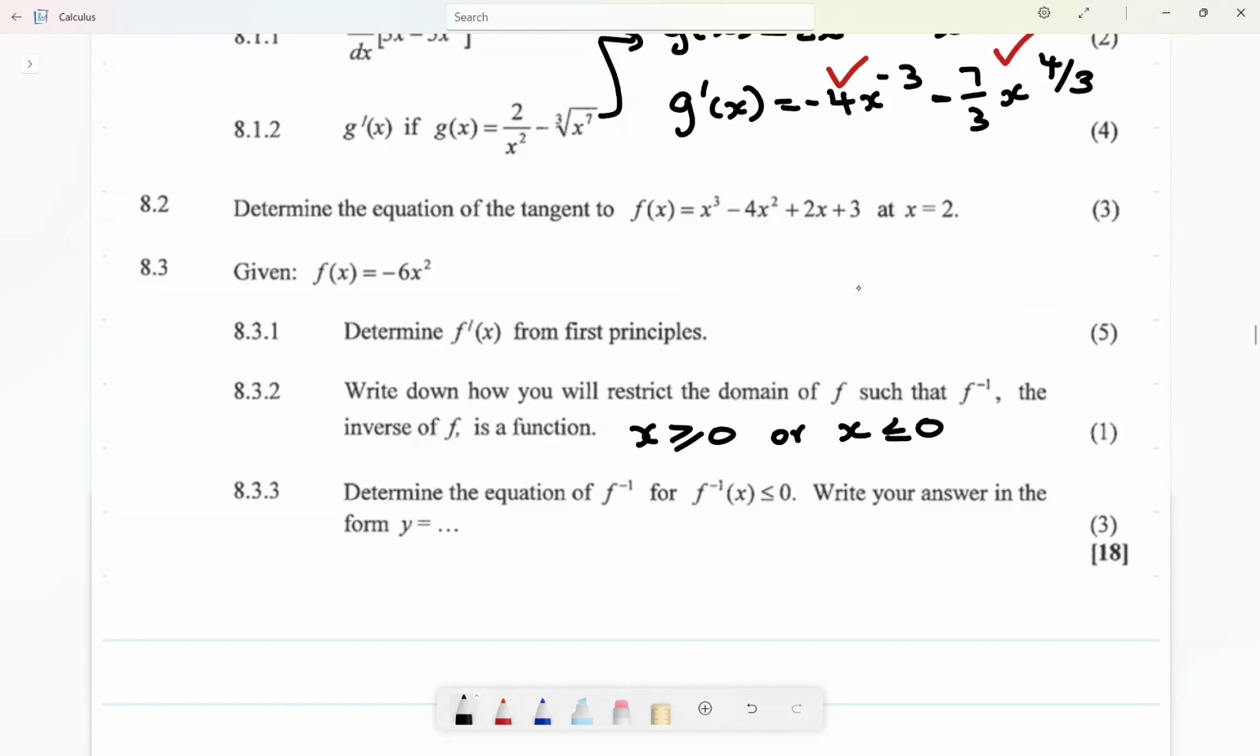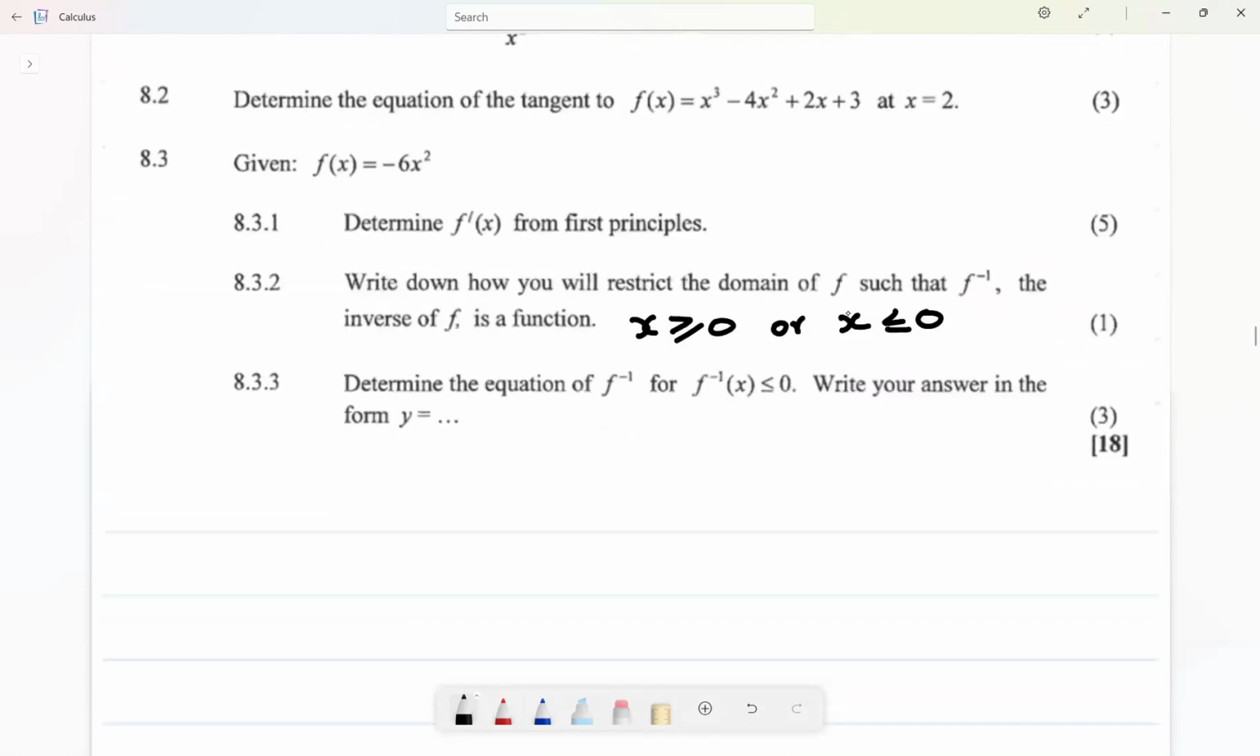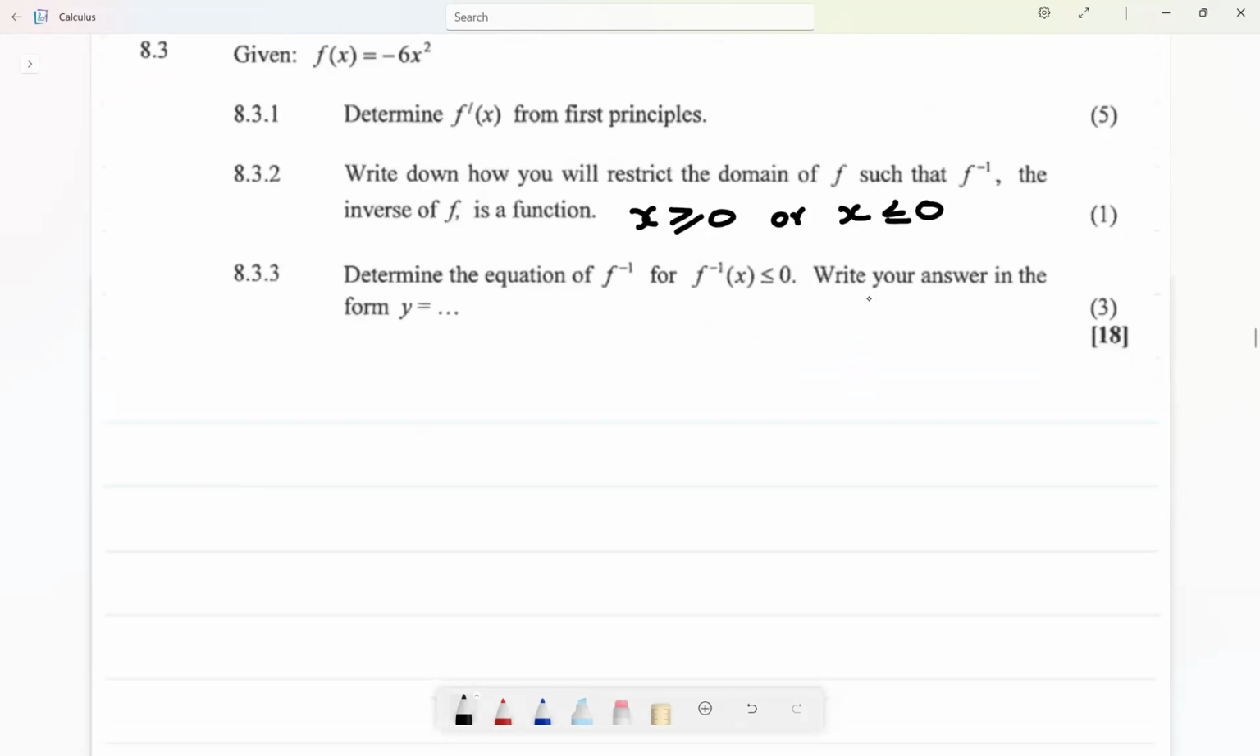And then they say determine the equation of the inverse for the inverse is less or equal to 0. I'm going to tell you why they are saying this here. Okay? I'm going to show you. Now, let me write f of x here.